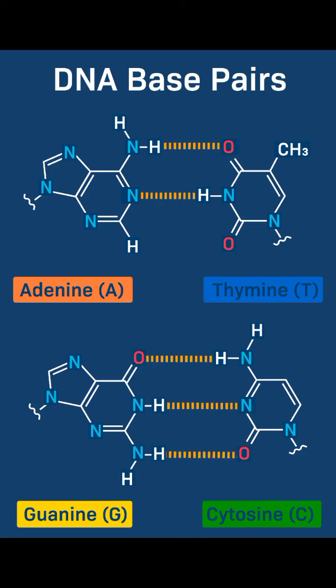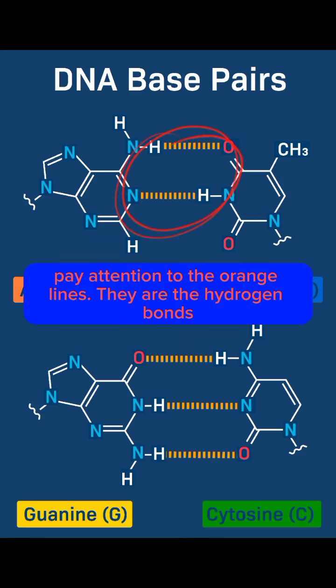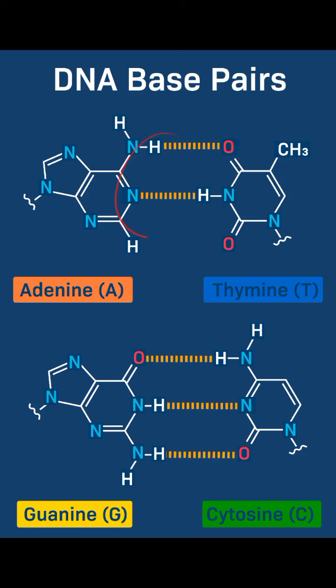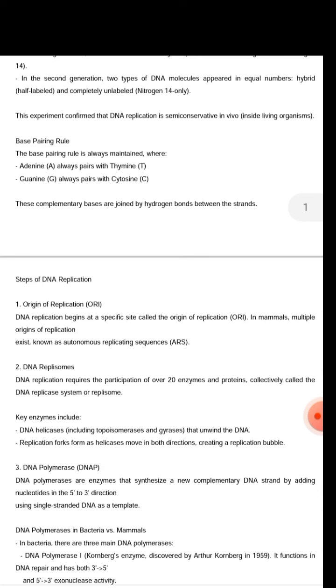And so these complementary bases are joined by hydrogen bonds between the strands. As you can see in this image, we have two hydrogen bonds that always pair adenine and thymine, and we have three hydrogen bonds between guanine and cytosine.